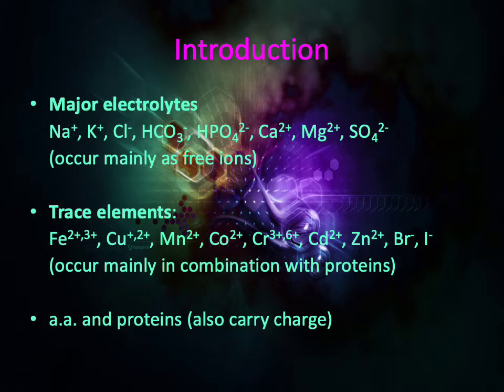Unlike the major electrolytes, the trace elements occur mostly as conjugated metalloproteins. Since we're talking about substances that carry a charge, it should be noted that amino acids and proteins can also be categorized as electrolytes, though we typically don't discuss them in that context.